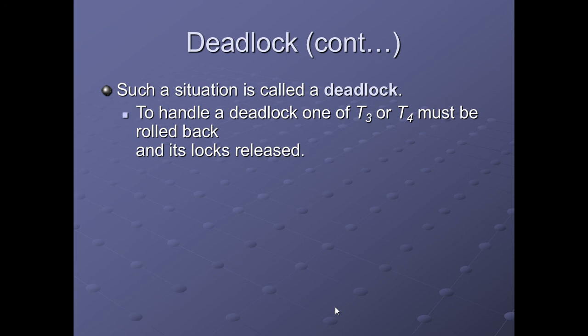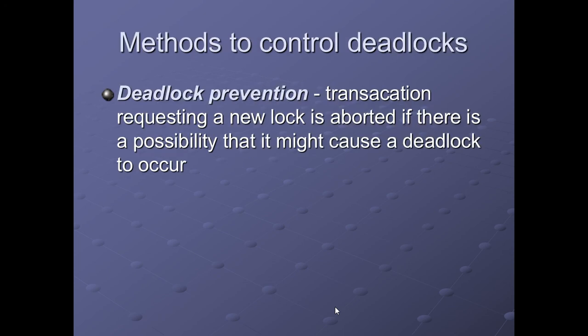To end a deadlock, one of T3 or T4 must be rolled back and its locks released. A rollback means the changes being made by the other user, or the writing that the other user intends to make, should be affected so that the ongoing update can complete. Then methods to control deadlocks.